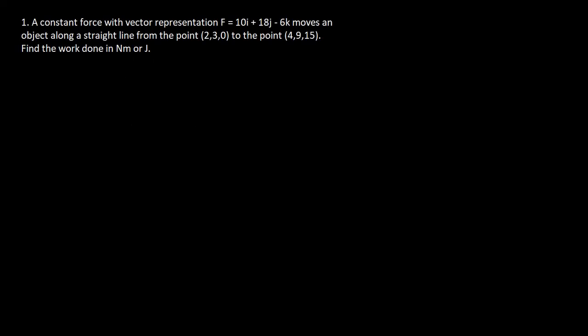So for number 1, let's say a constant force with vector representation F equals 10i plus 18j minus 6k moves an object along a straight line from the point (2, 3, 0) to the point (4, 9, 15). Find the work done in newton meters or joules. So right off the bat, the most obvious formula we have to use here is work equals the force vector dotted with the distance vector, because we're already given the force vector here. Now we can rewrite it in component form. So let's say the force is going to be equal to <10, 18, -6> in component form.